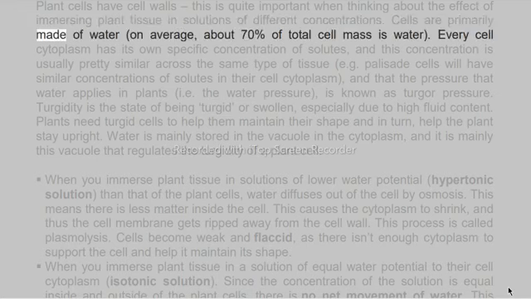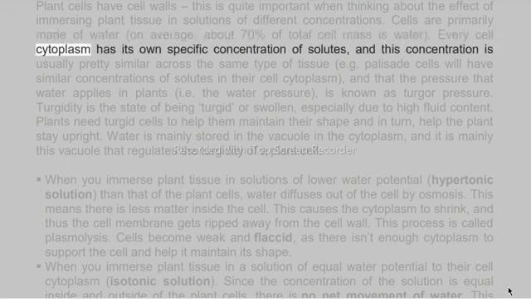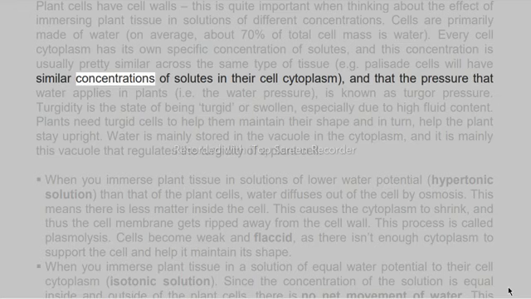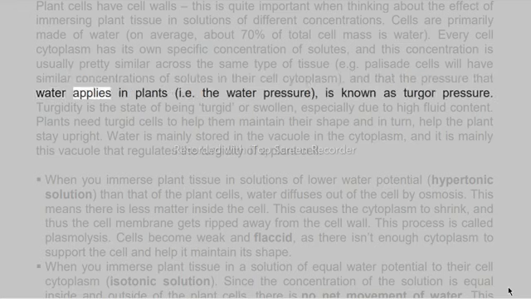Cells are primarily made of water. On average, about 70% of total cell mass is water. Every cell's cytoplasm has its own specific concentration of solutes, and this concentration is usually pretty similar across the same type of tissue, e.g. palisade cells will have similar concentrations of solutes in their cell cytoplasm. The pressure that water applies in plants, i.e. the water pressure, is known as turgor pressure.